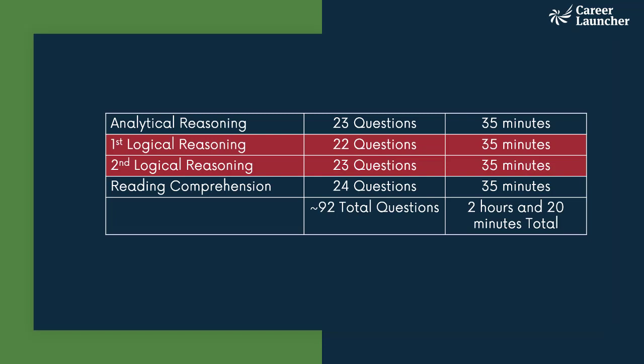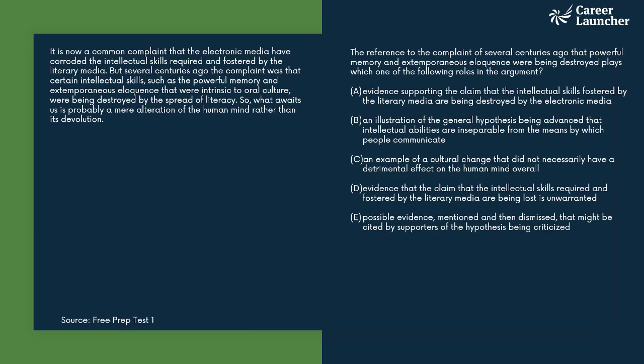When you look at logical reasoning, there are 2 sections of logical reasoning. The types of question in both the sections are the same. The questions in logical reasoning are critical reasoning questions. You will get a stimulus, a short argument, followed by a specific question, and then answer choices.